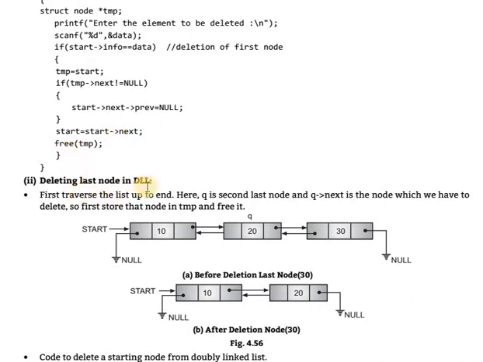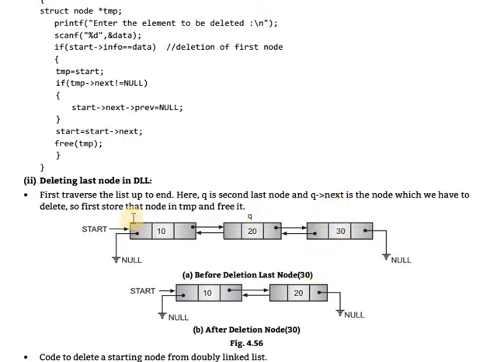Second, deleting the last node in DLL. First, traverse the list up to the end. When deleting the last node, obviously you traverse the list to the end, means move your pointer one by one to the end. Here Q is the second last node. In this case 3 nodes are there, the third node is the last node, so the second last node is Q, and Q next is the node which we have to delete. Q next means obviously the last element, to be deleted.